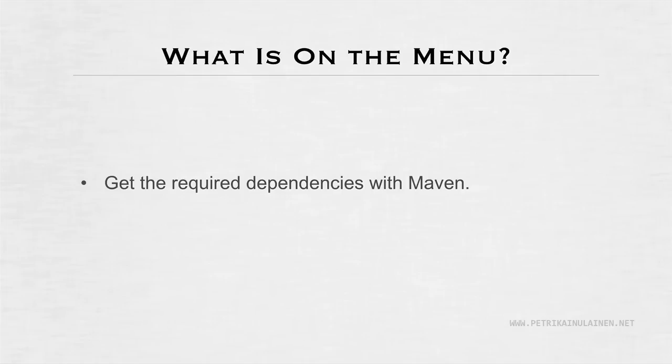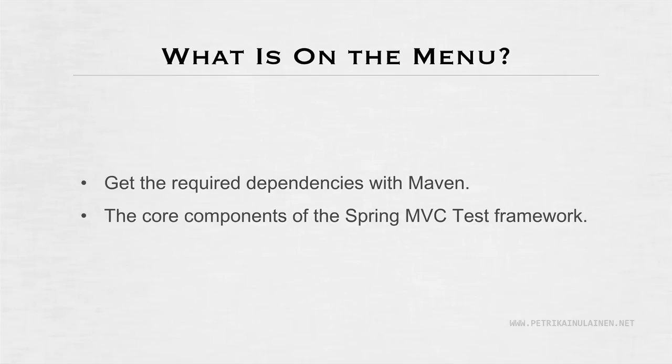This tutorial is divided into three parts. The first part describes how we can get the required testing dependencies with Maven. In the second part, we will take a quick look at the core components of the Spring MVC test framework. We will also learn what role these components play in a typical unit test. The third part describes how we can write unit tests for the controller of our example application.